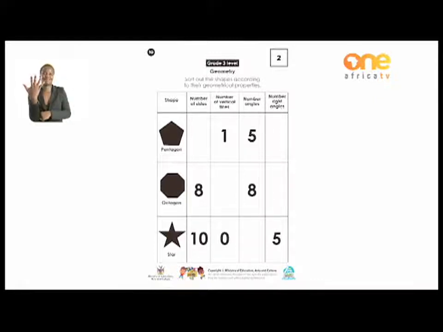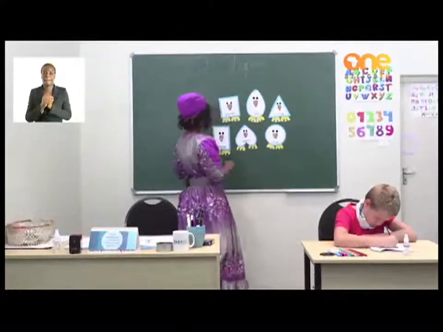Now, let me quickly explain to you what a right angle is. All right. Right angle is when the 2, okay, let me just quickly show you on the chalkboard what a right angle looks like.